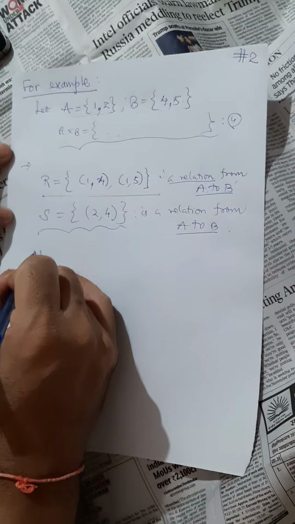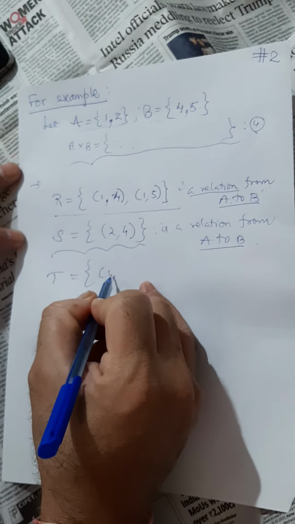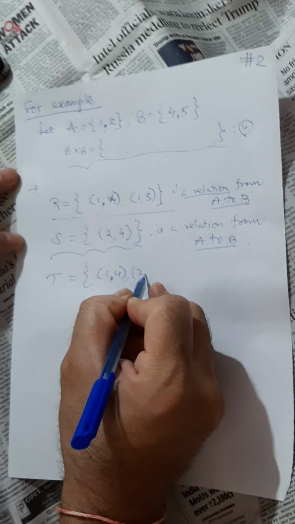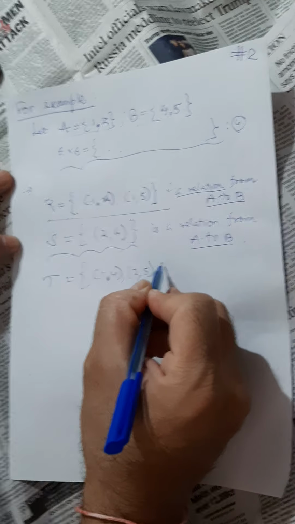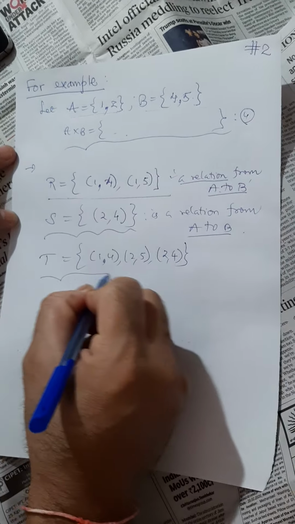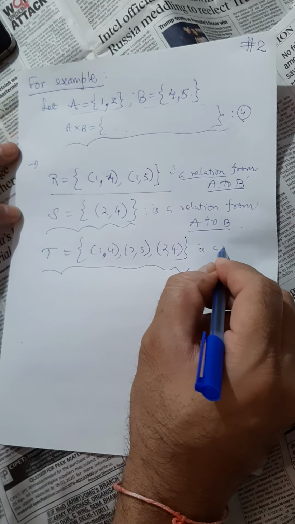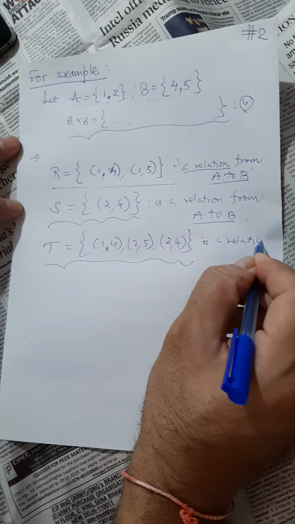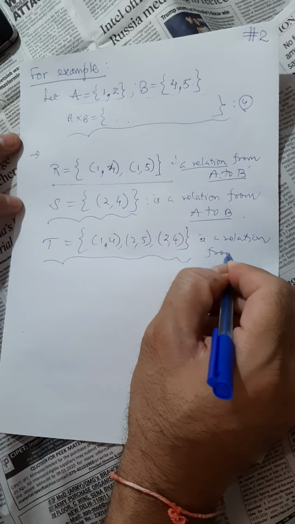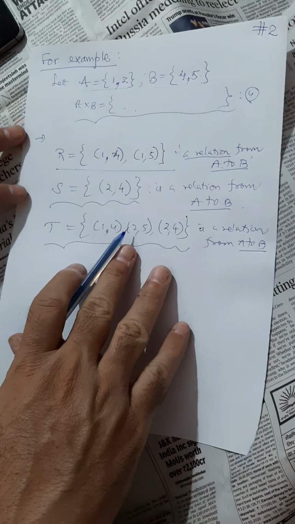Suppose I take one more, T equals, I'll take for example 1 with 4, 2 with 5 and 2 with 4. I'll take 3 ordered pairs here. So this is also a relation. T is a relation from A to B.